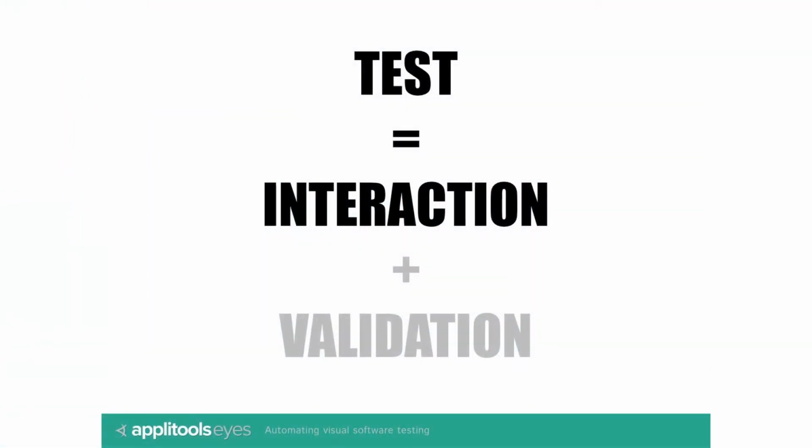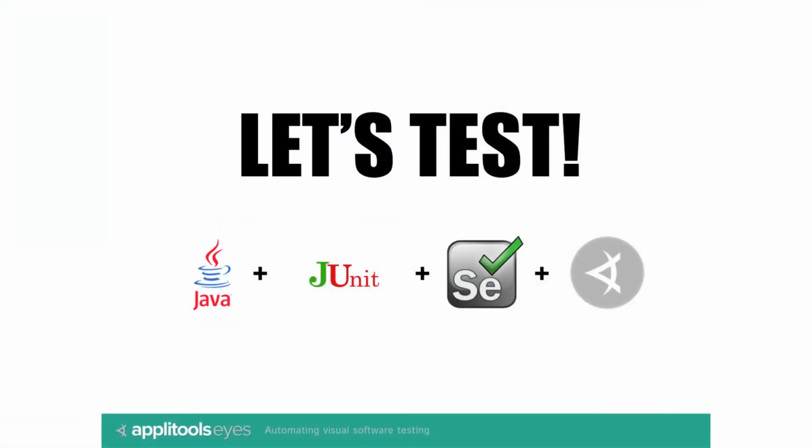So every test, as you know, is constructed from interaction and validation. First, you interact with the application under test, navigate between the different pages, and then you deal with the validation. We'll start by seeing some examples of how to interact with a responsive website using Selenium, and then we'll cover the validation part. And for this example, we basically used some example that was written in Java with JUnit and Selenium, just because it's the Selenium Meetup. And let's just go ahead and start testing.